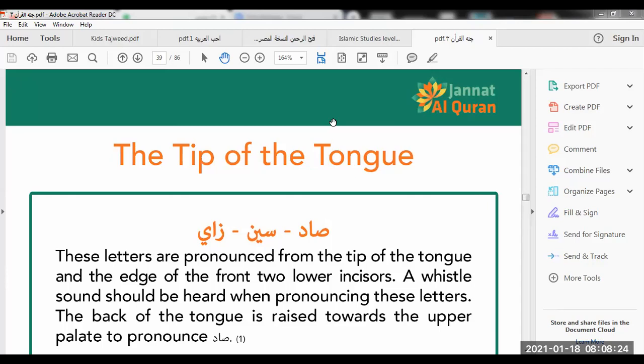Do you remember the last lesson, talking about the first group of the tip of the tongue? These are ta and dal and ta. Okay, let's remember together.